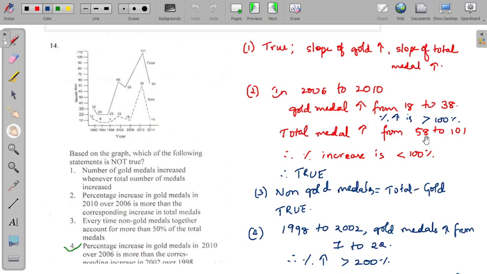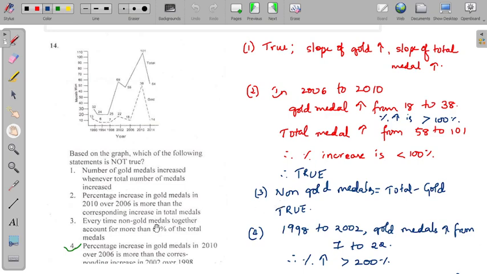Total medals increased from 58 to 101. Therefore, 101 is not more than double 58, so the percentage increase is less than 100%. So this is also true. The percentage increase in gold medals in 2010 over 2006 is more than the corresponding increase in the total medals. Total medals is less than 100%, gold medals is more than 100%, so it is true. The corresponding increase is more in the gold medals than the total medals.